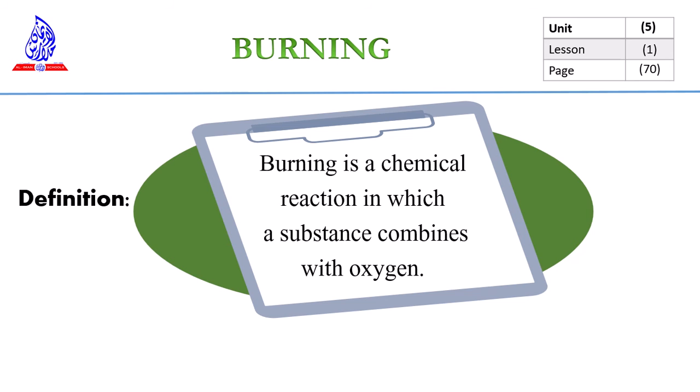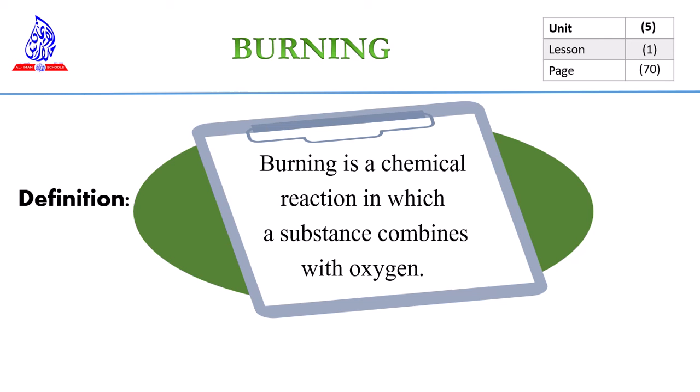The definition of burning is a chemical reaction in which a substance combines with oxygen. Look at this definition. Burning is a chemical reaction. And here, don't forget that a chemical reaction is not like a physical reaction. There is a very big variation between chemical reaction and physical reaction. And here you should understand that a chemical reaction forms a new substance.